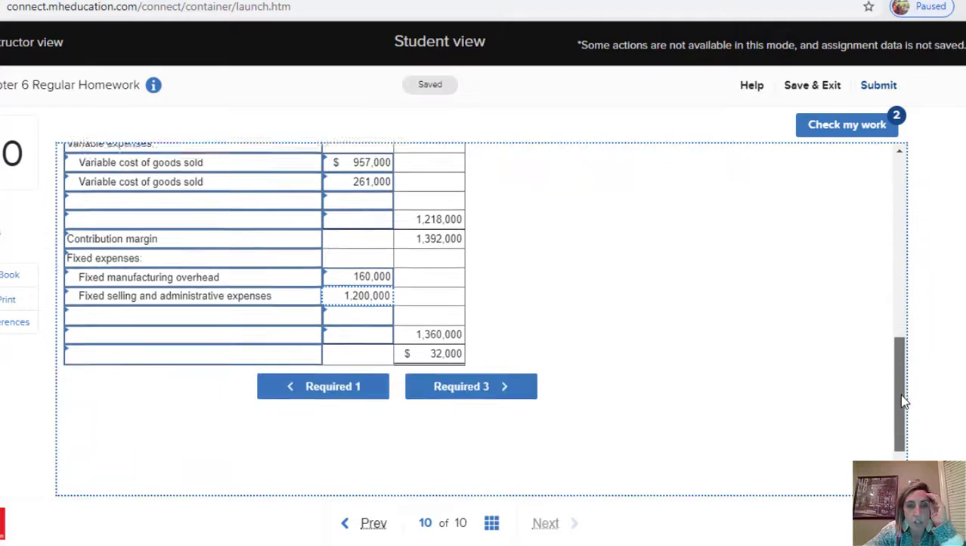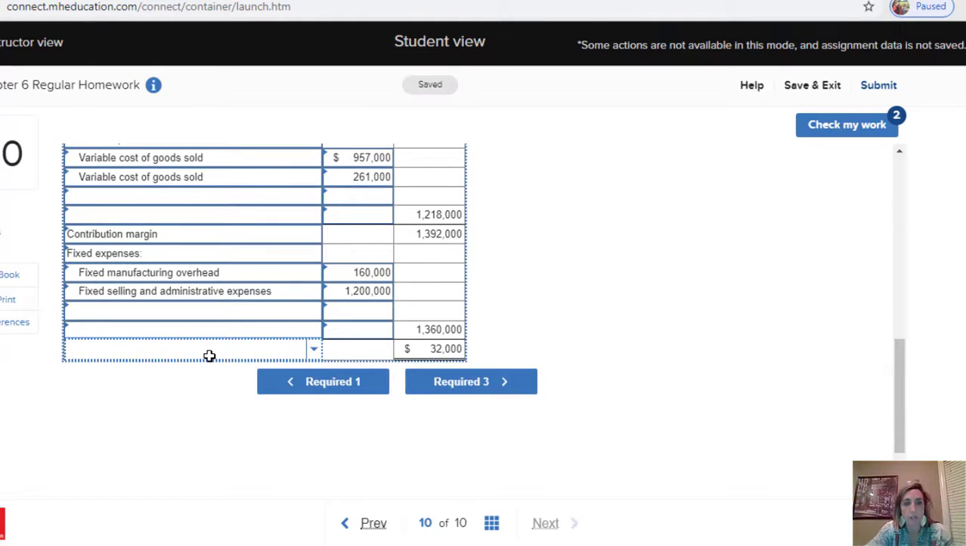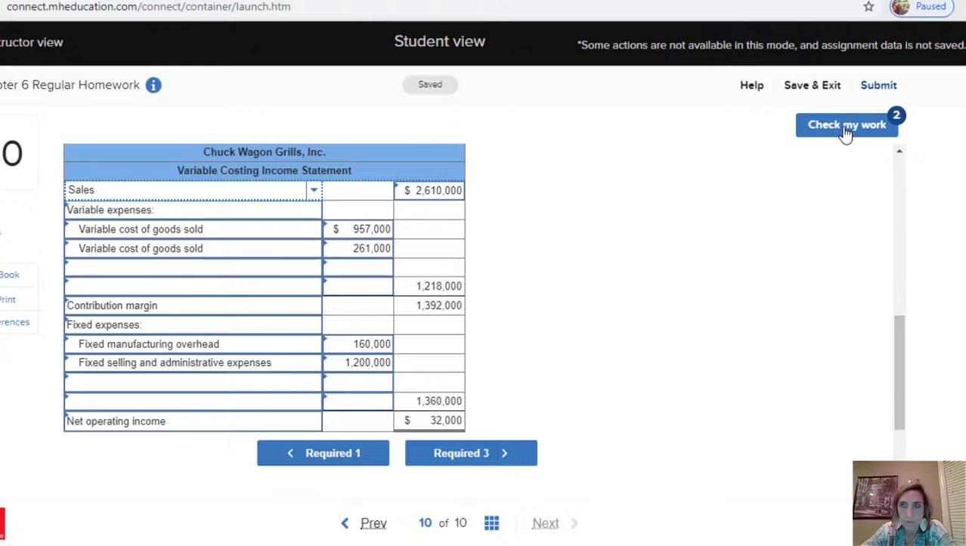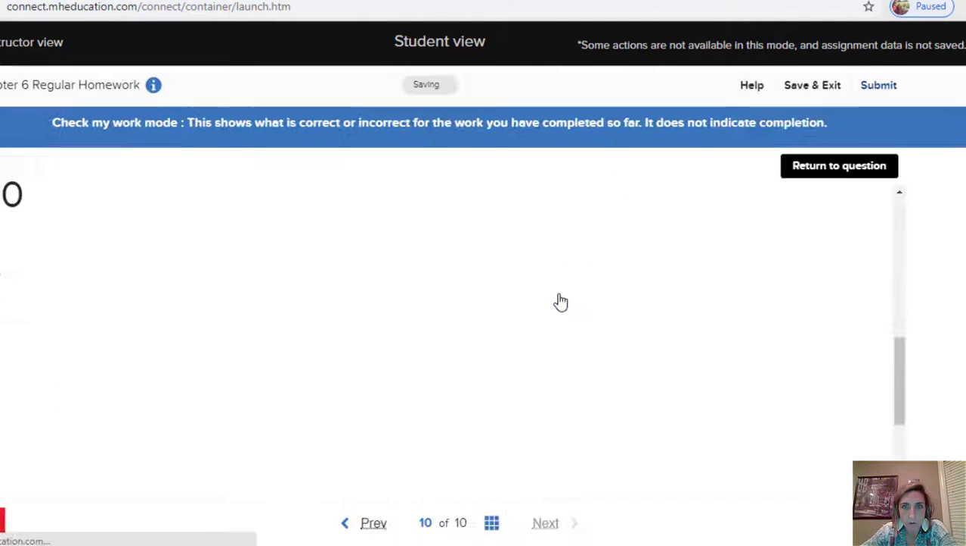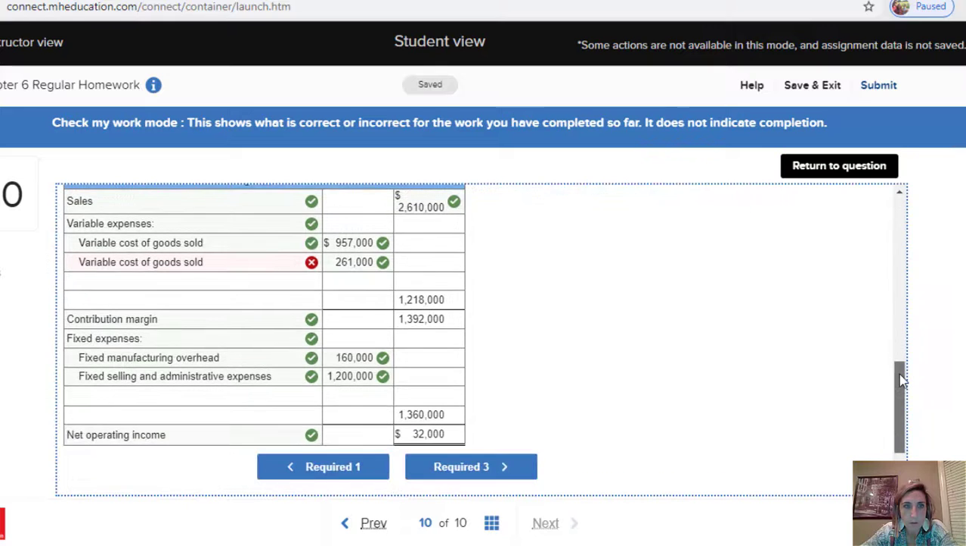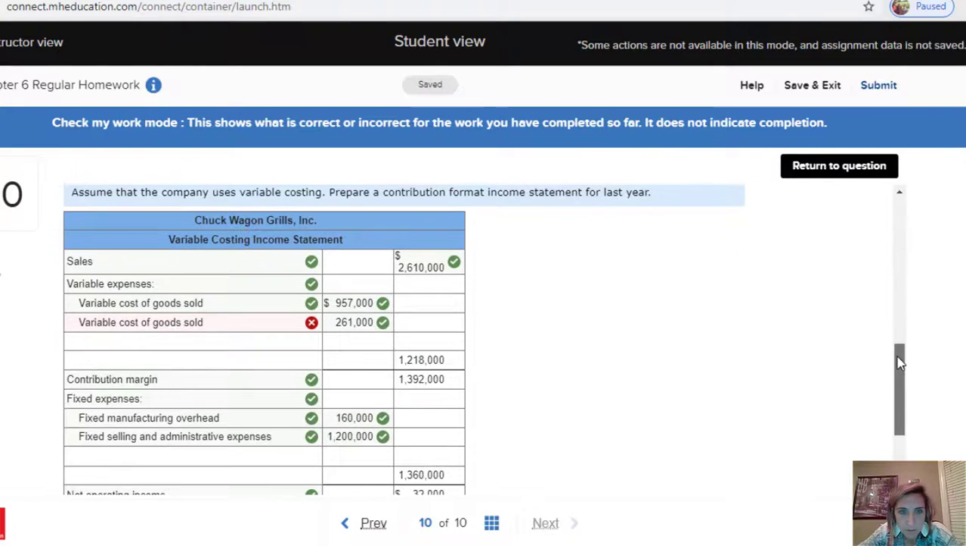And then I can double check this. At the very bottom, I need to make sure and select the net operating income. So I will check my work on the income statement. If I knew the amounts, I clicked the wrong drop down, so it's good. That should say variable selling and administrative to check your work.